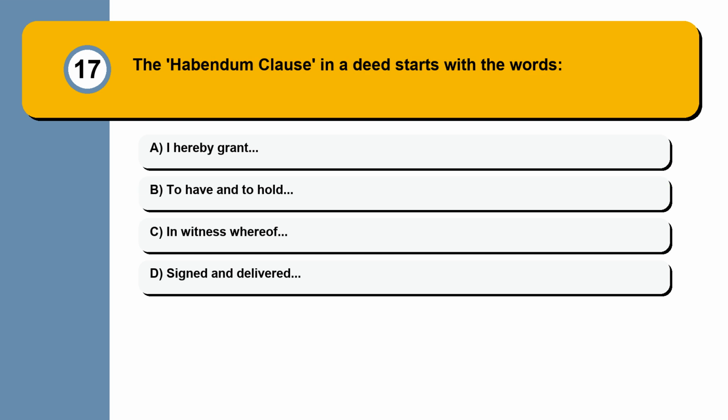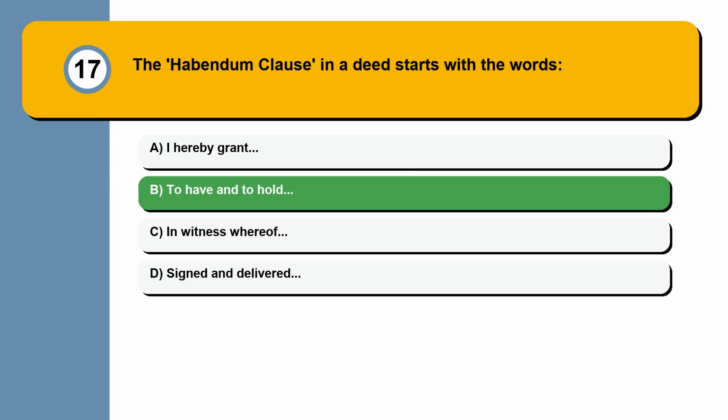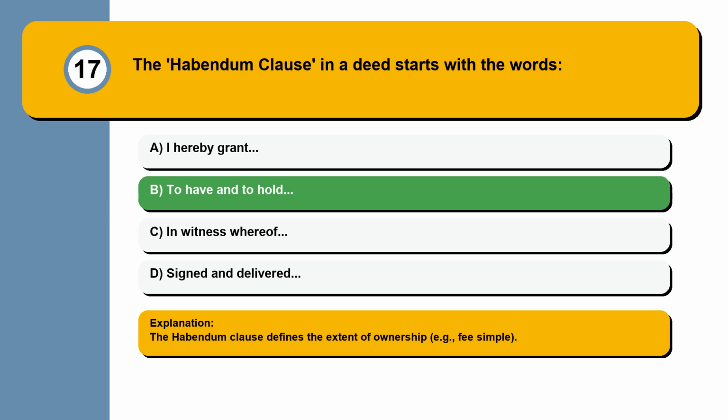Question 17. The habendum clause in a deed starts with the words: I hereby grant, to have and to hold, in witness whereof, signed and delivered. The habendum clause defines the extent of ownership, for example, fee simple.